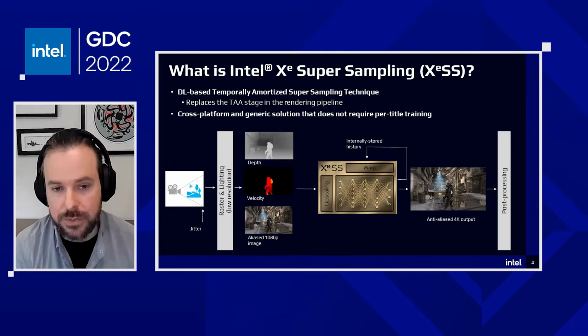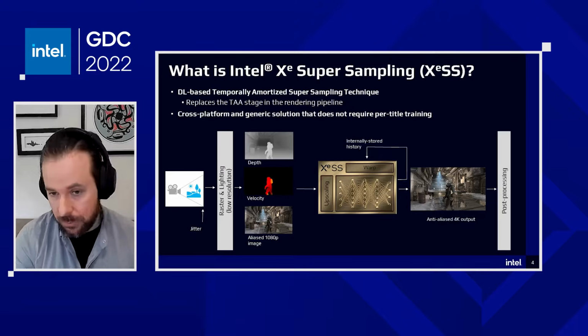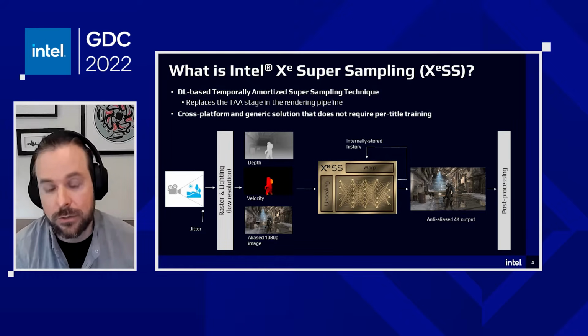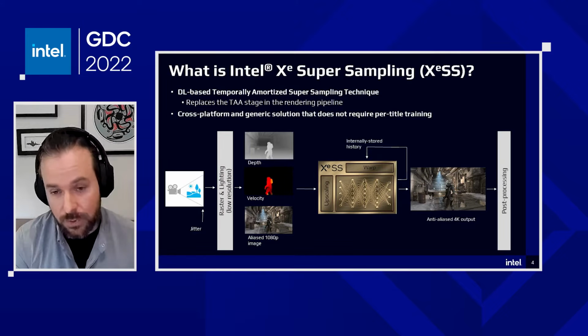I'll do it at a later stage of the presentation. But basically, at that point, you have the image reconstructed, and you're ready to send it to the remaining stages of the post-processing pipeline. And that's how XeSS works in a nutshell.